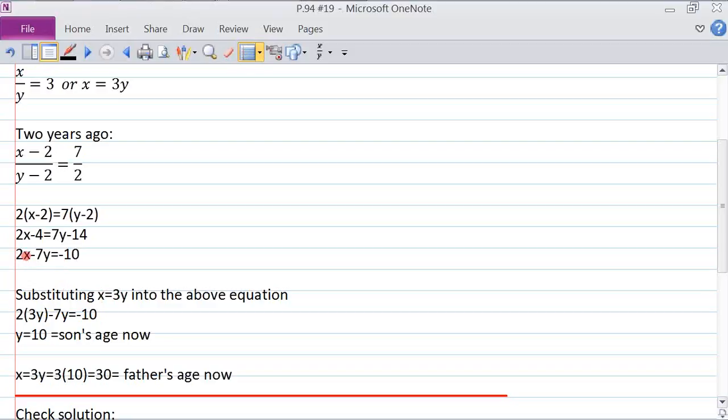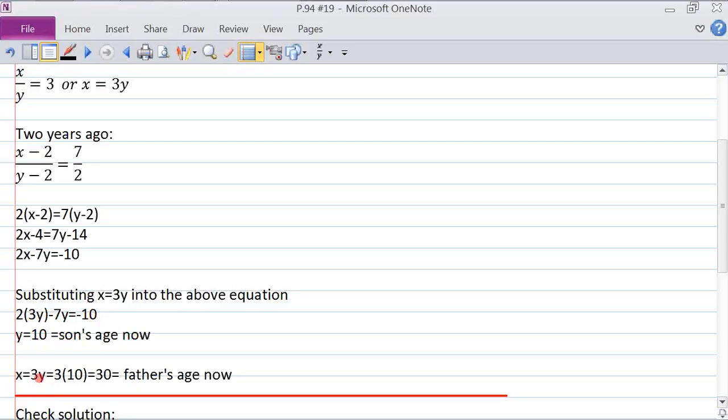So instead of writing 2x, we write 2 times 3y. This minus 7y is this minus 7y, and this minus 10 is that. All we're doing is taking this expression x here and replacing it with 3y. So we have 2 times 3y minus 7y equals minus 10. If you work this out, 6y minus 7y is minus y, is minus 10, so y equals 10, which is the son's age now.